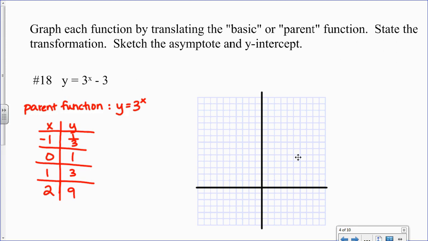So I'm going to graph these points. I'm not going to connect them. I'm just going to go ahead and graph them, though. Okay. -1, 1/3, 0, 1, 1, 3, and 2, 9. It's the parent function, so it has a horizontal asymptote at y equals 0.